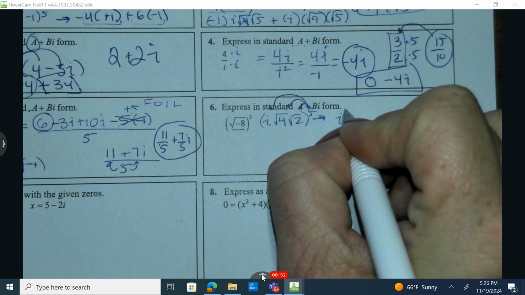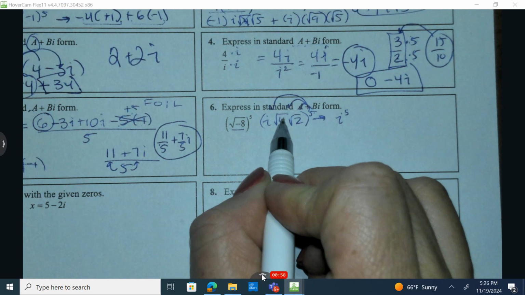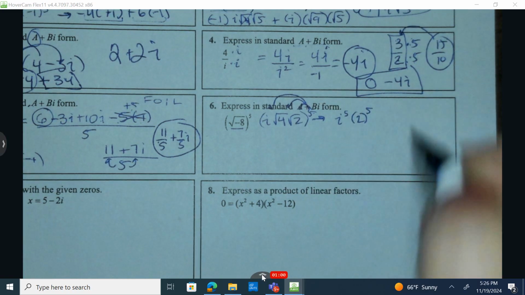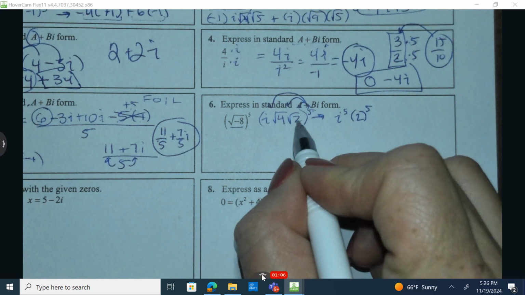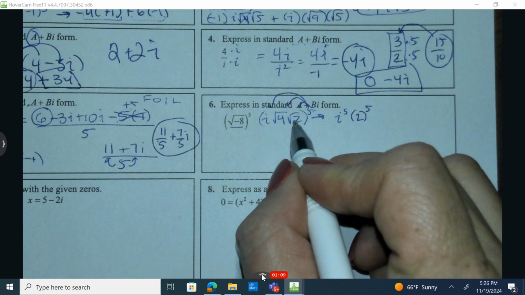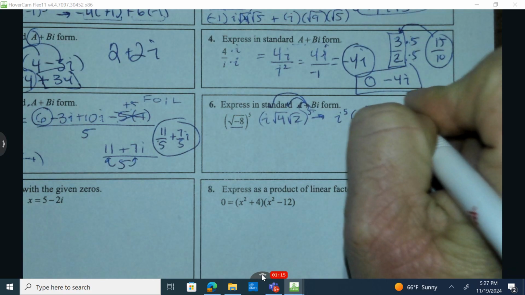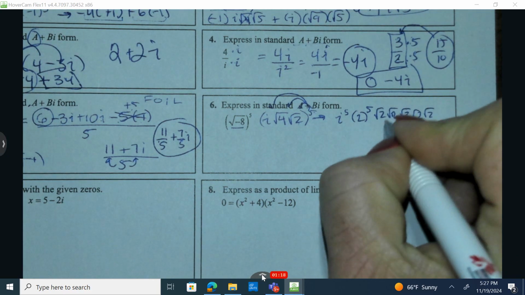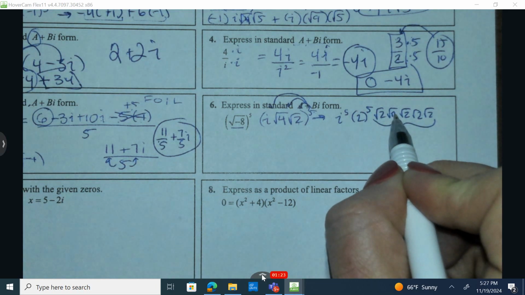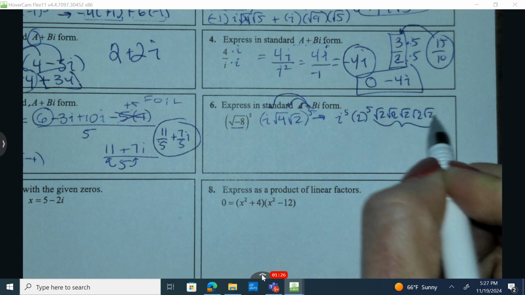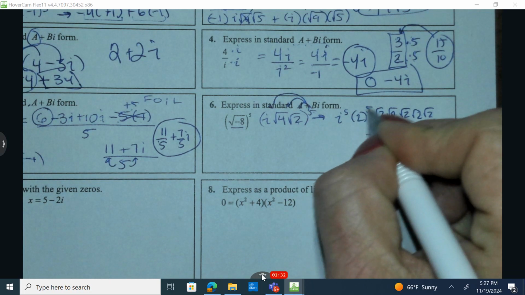So I have i to the 5th. Now I know that the square root of 4 is 2, so I have 2 to the 5th power. And then I have the square root of 2 to the 5th power. Well, what is the square root of 2 to the 5th? That means we're going to take it times itself 5 times. These are like terms, and so I'm able to multiply. 2 times 2 is 4, times 2 is 8, times 2 is 16. This is 32. This is the square root of 32. 2 to the 5th is 32, so there's a 32 out front.